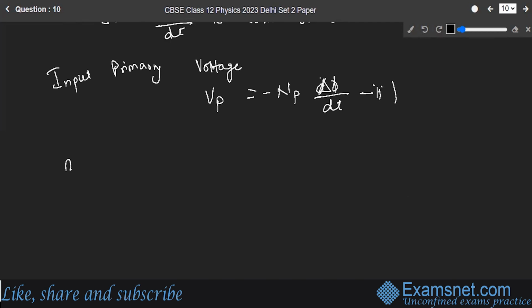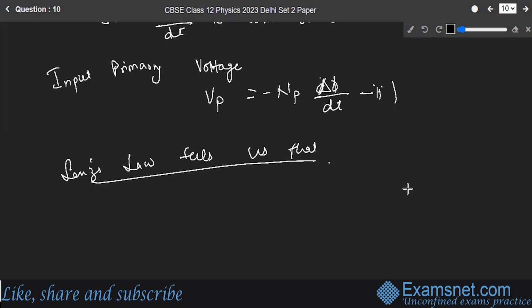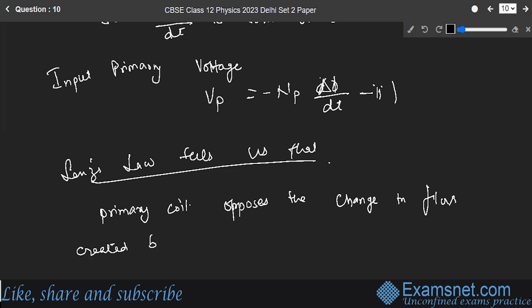Let's say this is equation 2. Now, Lenz's law tells us that the primary coil opposes the change in flux created by the input voltage Vp, hence the minus sign is given over here.